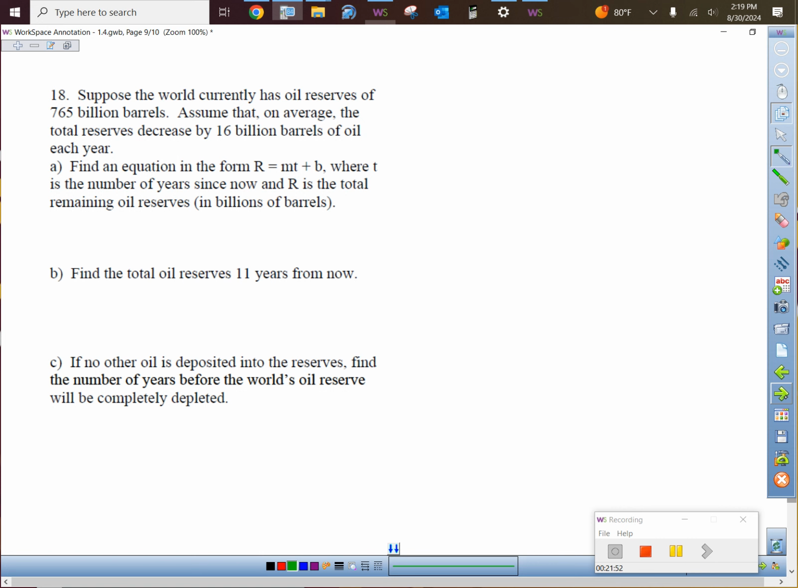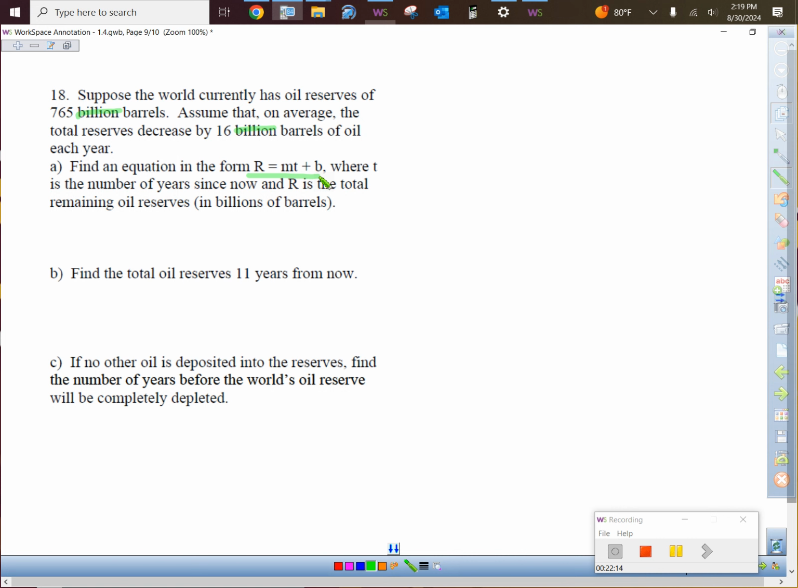Suppose the world currently has oil reserves of 765 billion barrels. Assume that on average the reserves decrease by 16 billion barrels of oil each year. Mental check. Are they in the same unit? Yes or no? That's nice, right? If they're not, you have to do some converting. Find an equation in this form where T is the number of years from now and R is the remaining oil reserves. So let's check this out.